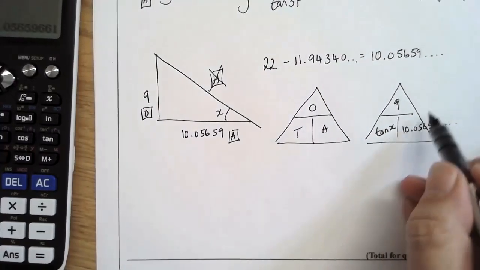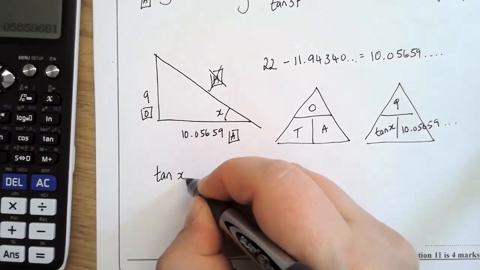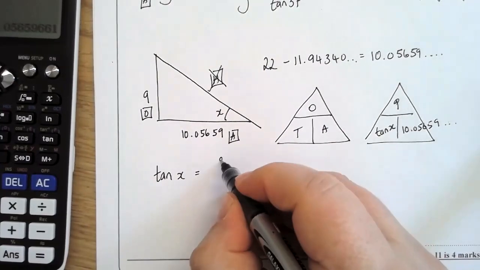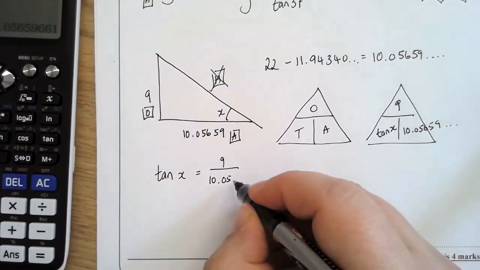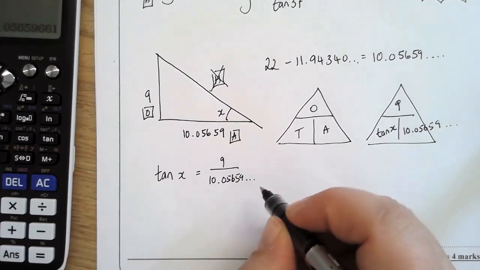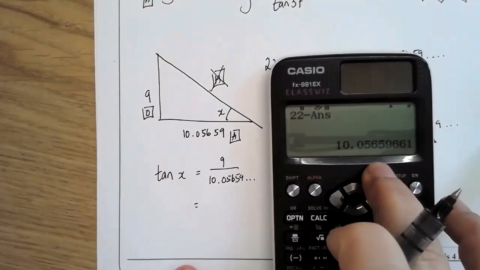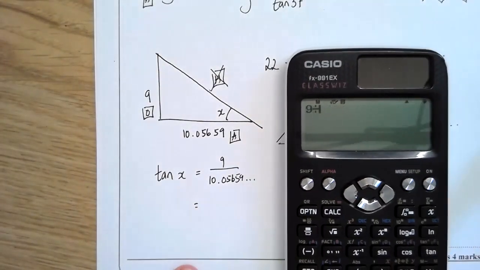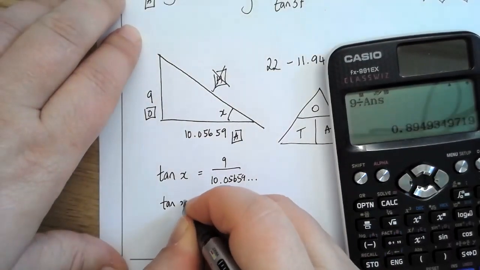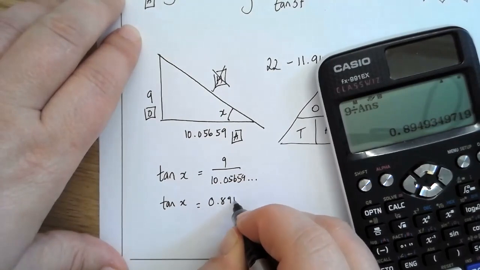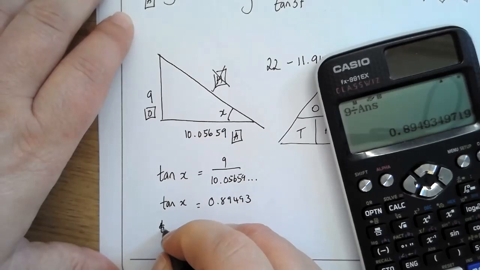So we need tan of X. Two ways of thinking about this. The way that I generally set it out, I'll do the other way as well. Tan of X equals 9 divided by 10.05659. And then I'll put that into my calculator, which I've already got in my answer already. So I do 9 divided by my answer, which gets me this. So tan of X is 0.89493. And then I will do my inverse tan.